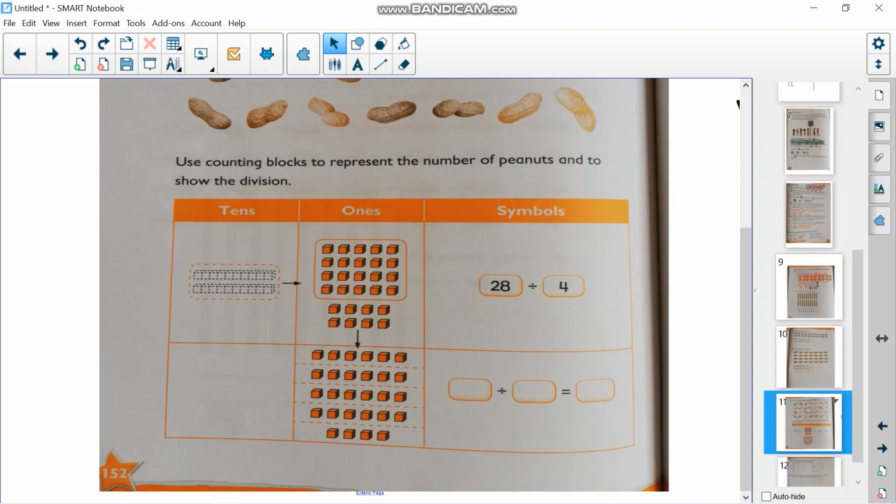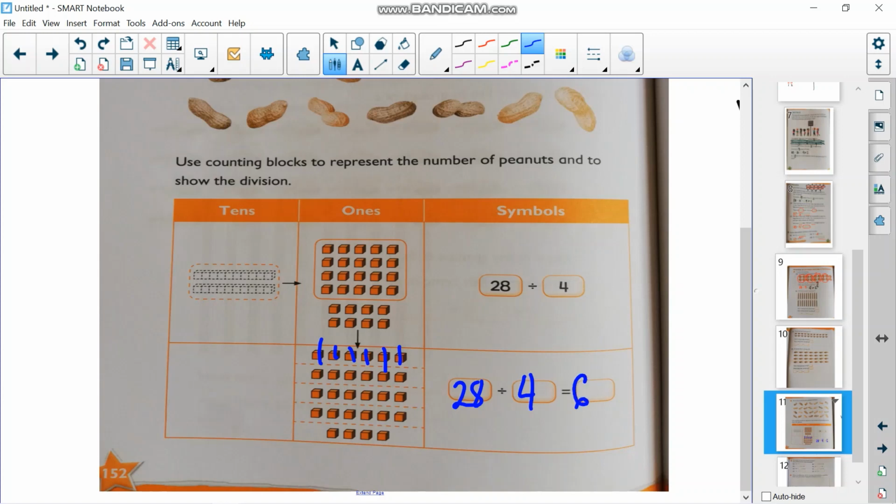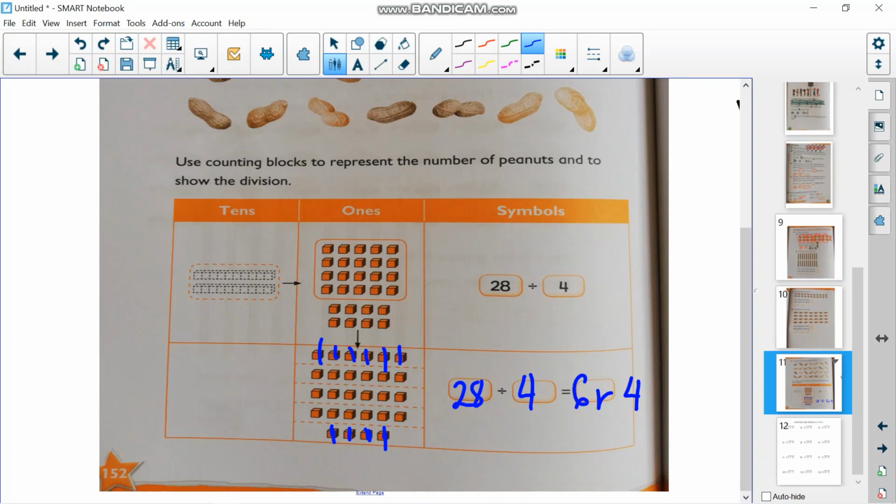So we are going to count how many blocks is there in each group. So let us count. 1, 2, 3, 4, 5, 6. So we have 28 divided by 4 is equal to 6. And how many are left over? We have 1, 2, 3, 4. So 6, remainder 4. So that's it for your student book and workbook.